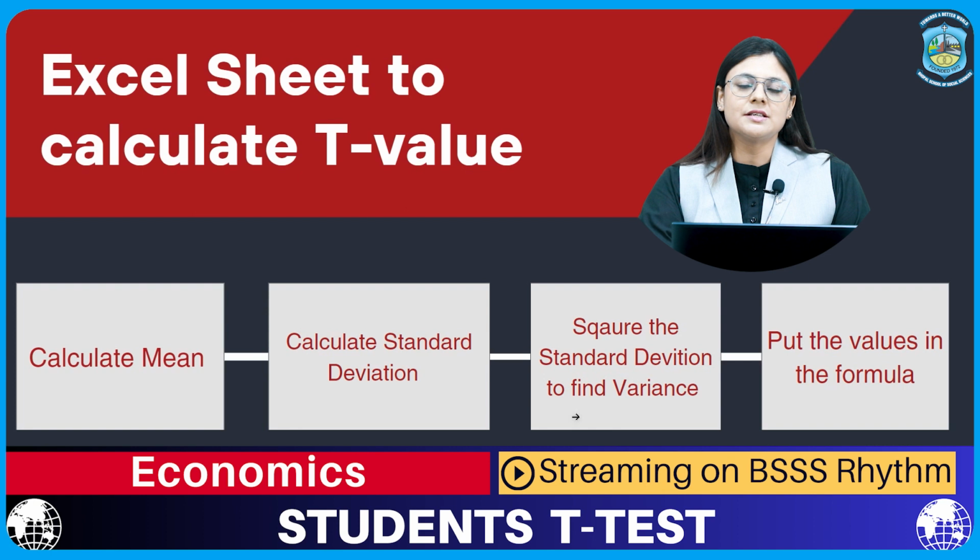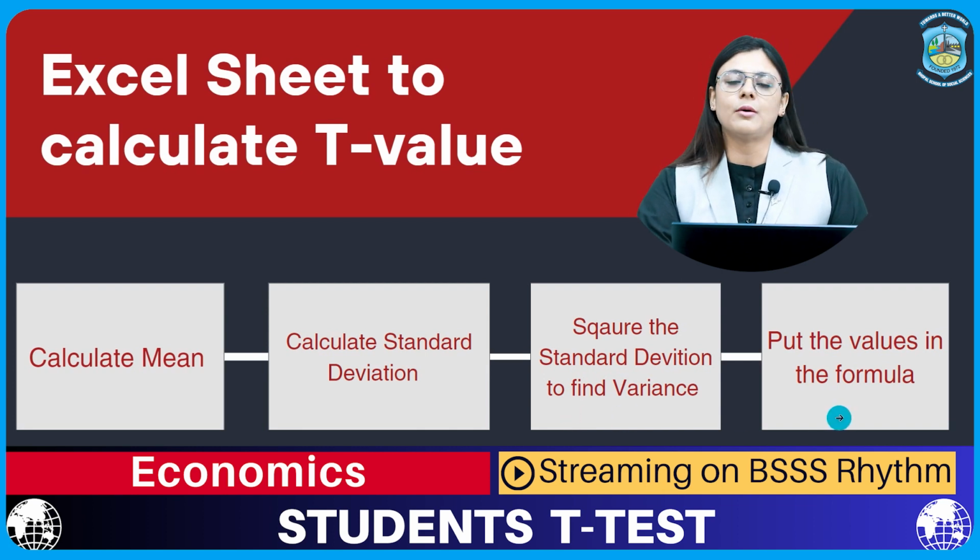Larger my variance, smaller would be my t-value. And why do we require a smaller t-value? That as and when we proceed with the module, you'll come to know. And the last one is put the values in the formula, that is signal upon noise, and calculate the t-value. So let's switch to an Excel sheet and see how easily can we calculate the t-value.